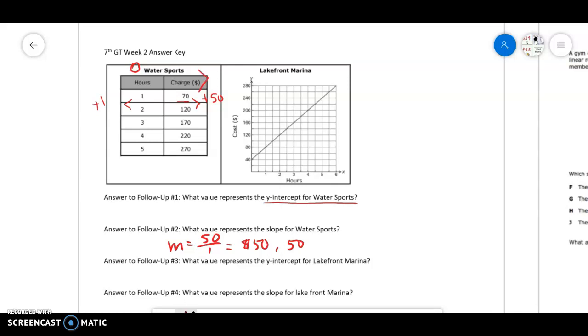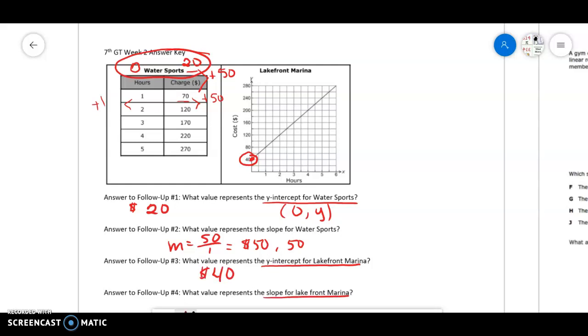But then to find the y-intercept, it's something plus 50 equals 70. So you had to work backwards in order to find that, because the y-intercept is the y value where x is 0. So I was looking for 20 here. That is the beginning amount for the water sports. If we look at then the graph, the y-intercept is going to be where we cross the y-axis. Okay, so I was looking for $40 here.